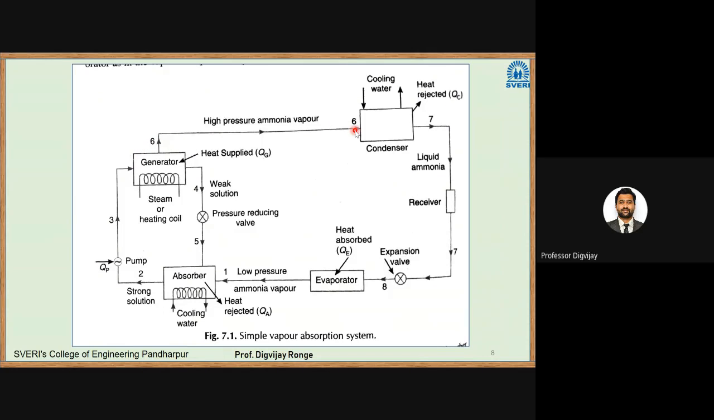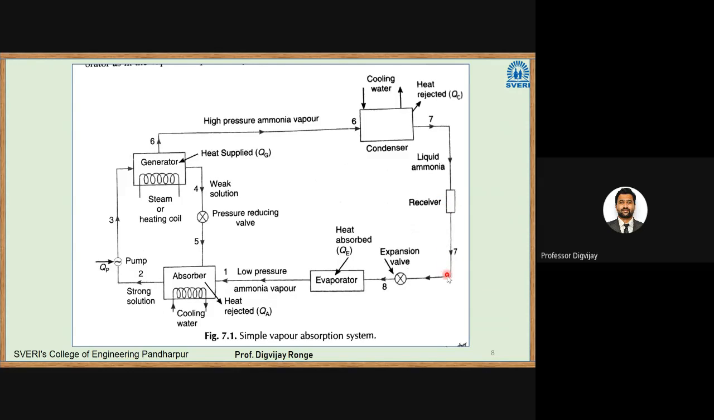So in condenser, we all know that heat is being rejected to the atmosphere. So heat is rejected at constant pressure and constant temperature. In this case, they have used cooling water. This condenser, as I showed you in one of my lectures, can be air cooled or water cooled. In this case, it is a water cooled condenser. Heat is rejected. Okay. So the exit of the condenser is liquid ammonia. This liquid ammonia is passed to the receiver. It will receive the liquid ammonia only.